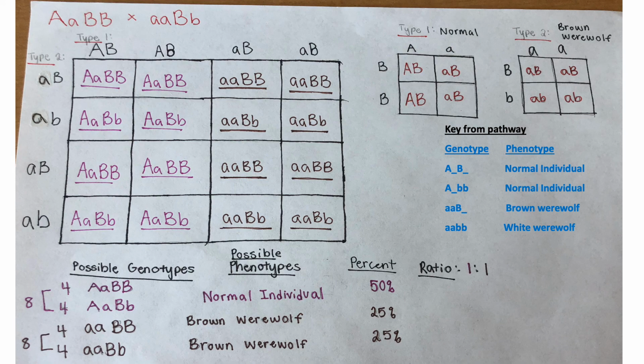Another cross we will look at is between a normal individual and a brown werewolf. As seen in the Punnett square, there are 4 different genotypes. However, there are only 2 phenotypes: normal individual and brown werewolves. It gives a ratio of 1 to 1.